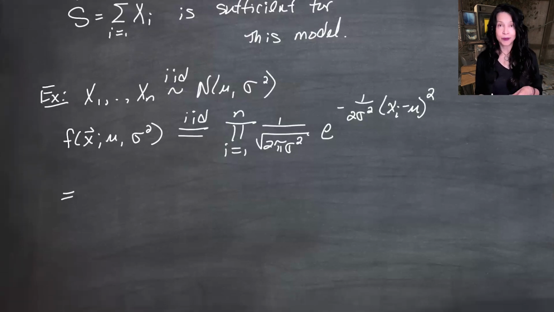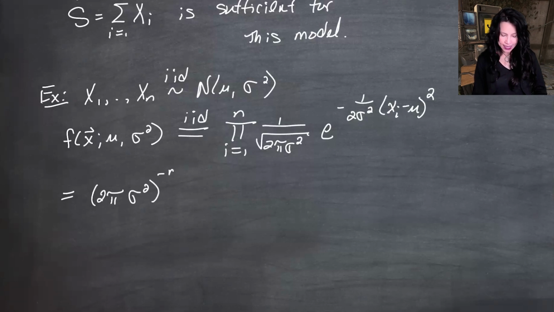So let's multiply this out. I've got 2 pi sigma squared to the 1/2 power in the denominator, so that's 2 pi sigma squared to the negative 1/2, and I have n of those. So we get 2 pi sigma squared to the minus n over 2, and then I'm going to write this down on one line.